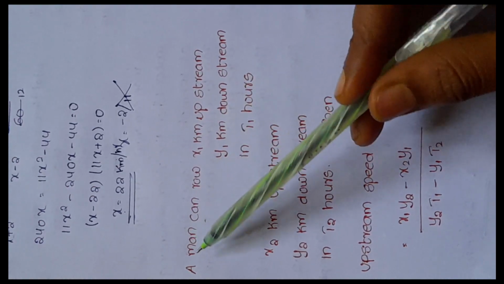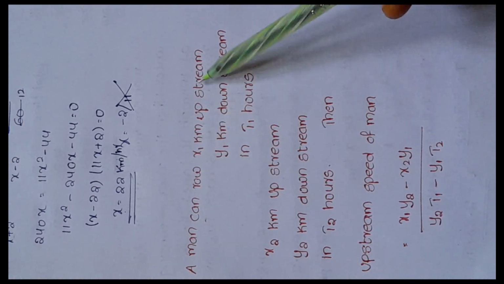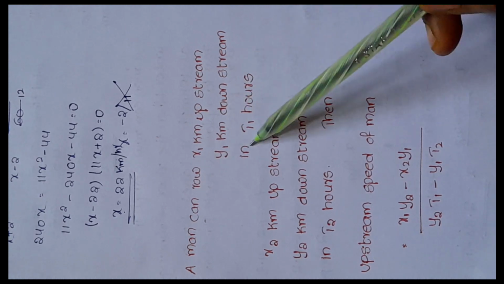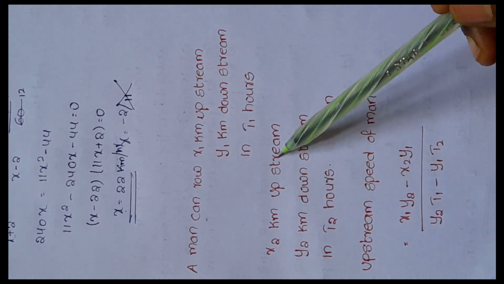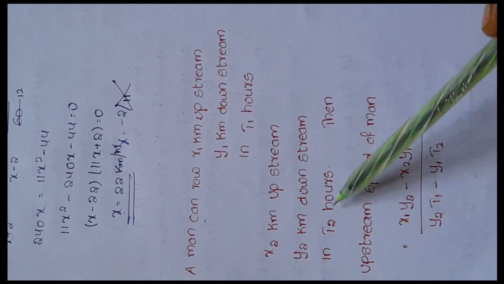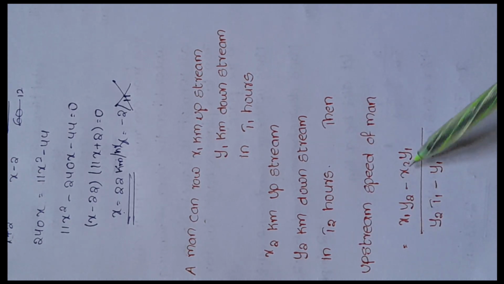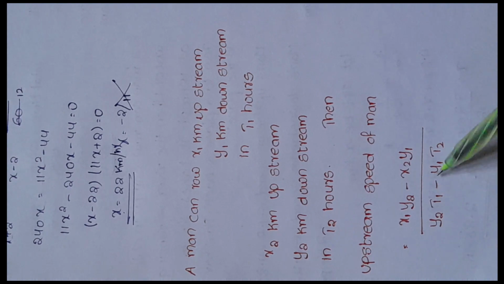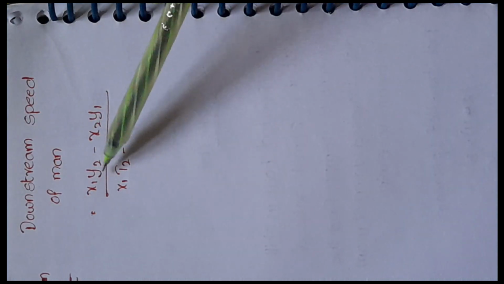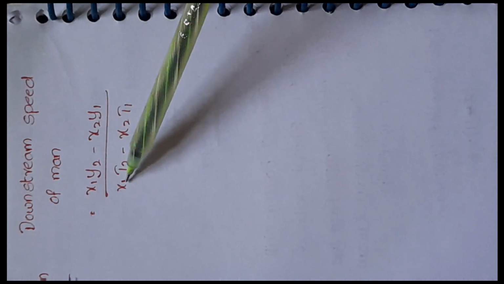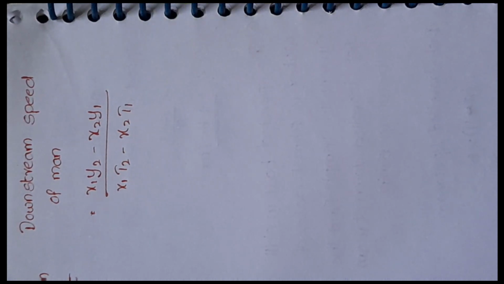Now let us see a note point. A man can row x1 kilometers upstream, y1 kilometers downstream in t1 hours, and x2 kilometers upstream, y2 kilometers downstream in t2 hours. Then upstream speed of man is (x1 y2 minus x2 y1) by (y2 t1 minus y1 t2). Downstream speed of man is (x1 y2 minus x2 y1) by (x1 t2 minus x2 t1).